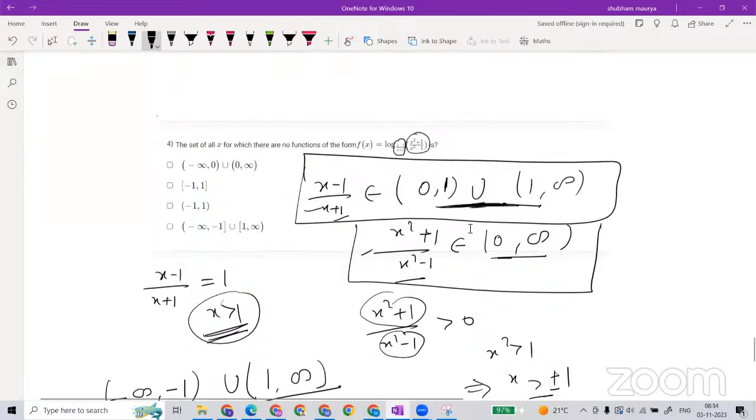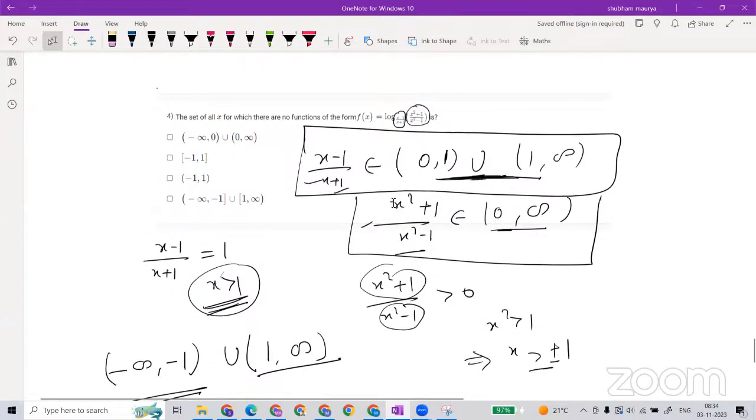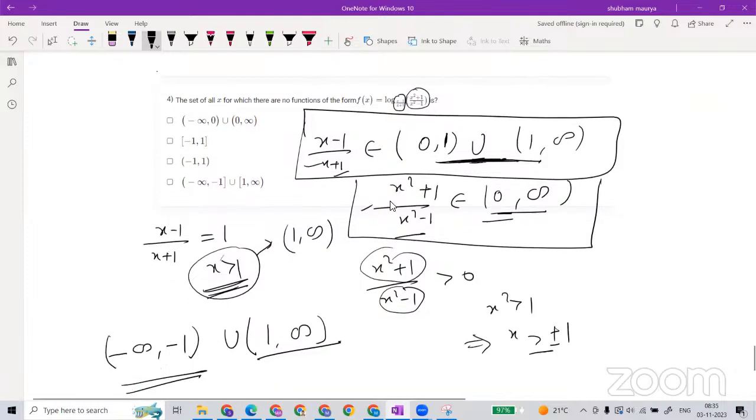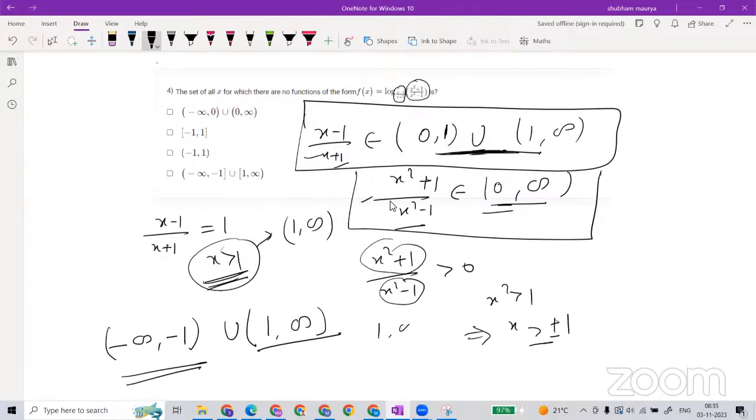And we will not take 1. We have to take the intersection of these two. So now this should follow the intersection. That's why it is going to be 1 to infinity.